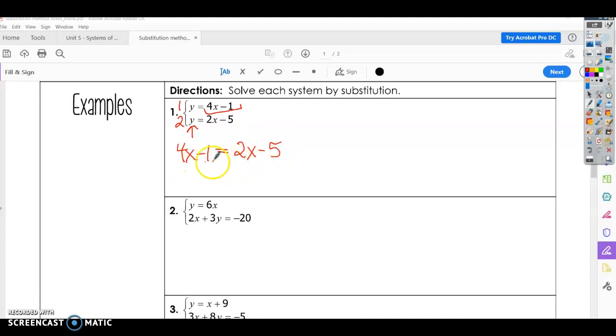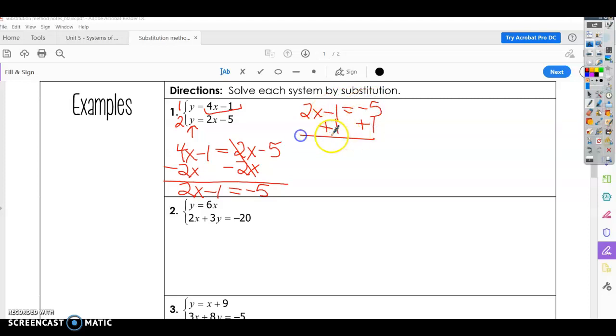Then I have x to solve for, and I'm going to subtract 2x from both sides. I'm going to move up here a little bit, I'm running out of room. 2x minus 1 equals negative 5. Then I'm going to add 1, and I have 2x equals negative 4. Divide by 2. You're dividing a negative by a positive, so we're going to have a negative 2. So we found x.